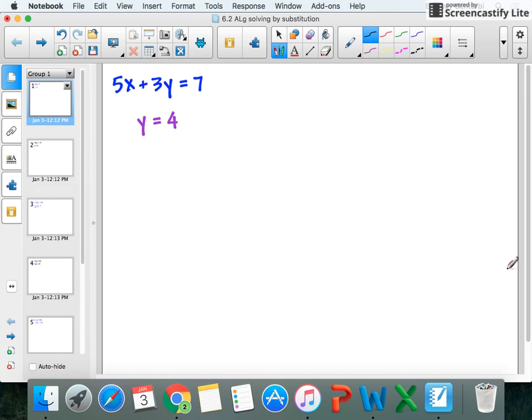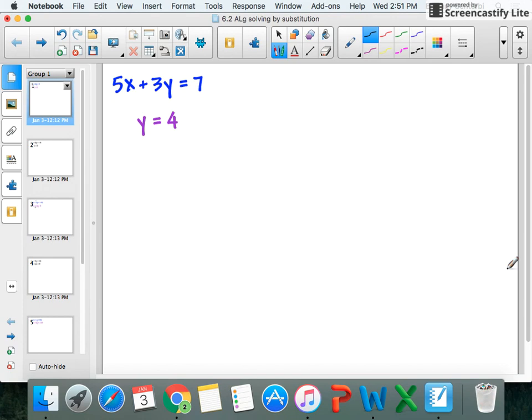Okay, so our next form of solving the system of equations is substitution. With this method, we're going to have our two equations and we're going to substitute one in for another variable in order to solve for both variables. So for the first one, we have the equation 5x plus 3y equals 7 and y equals 4.